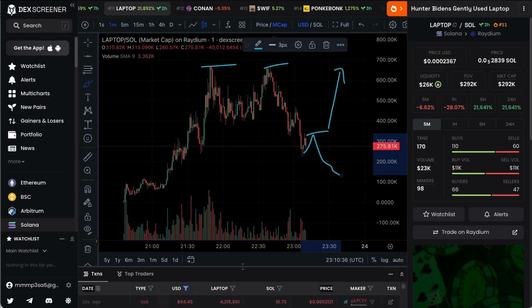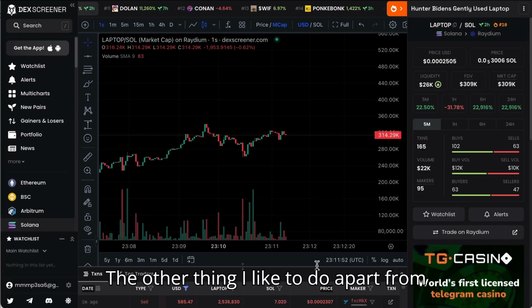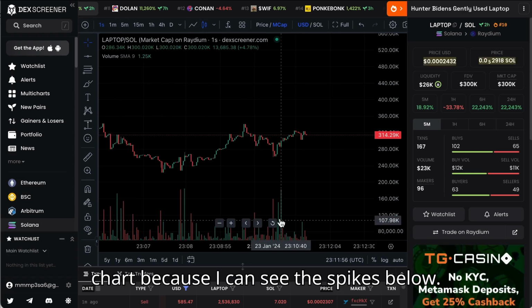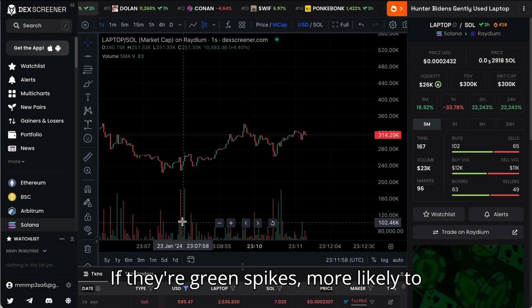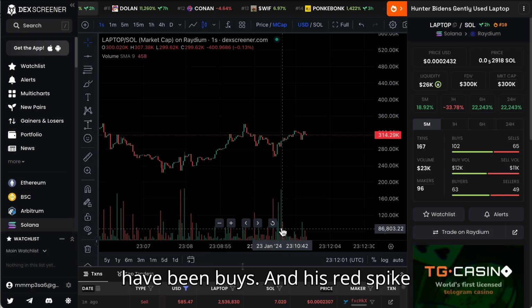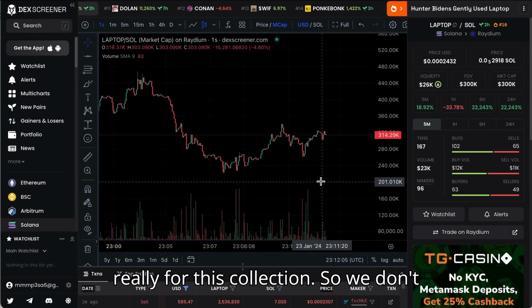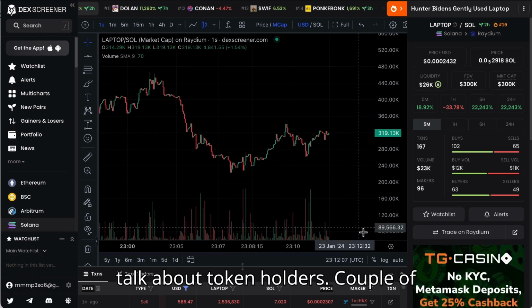It's hard to say. The other thing I like to do, apart from looking at transactions, is sometimes in the short term, I drop onto a 1 second chart, because I can see the spikes below. If they're green spikes, more likely to have been buys, and if the red spikes, sells. So you can see it's kind of mixed really for this collection. So we don't know where it's going to go, but let's talk about token holders.